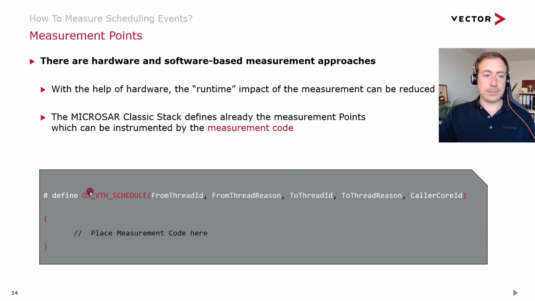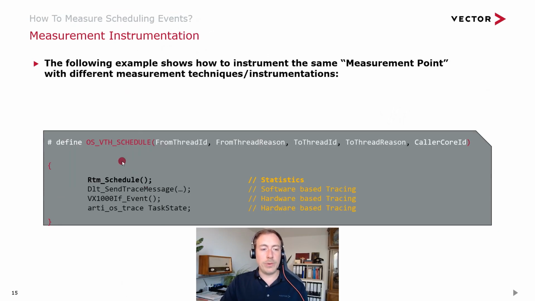So that means when you want to do reproducible runtime measurements, use this RTI or Vector scheduling hooks and place your measurement code there. So for example, if you want to use a statistic calculation tool like the RTM, place it in there. If you want to do a software-based tracing, you could use the DLT protocol. If you want to be more performant, you could use a solution like VX1000 with a RAM copy mechanism, meaning we use software and hardware together. And there's also the pure hardware-based tracing approach, which you see later.